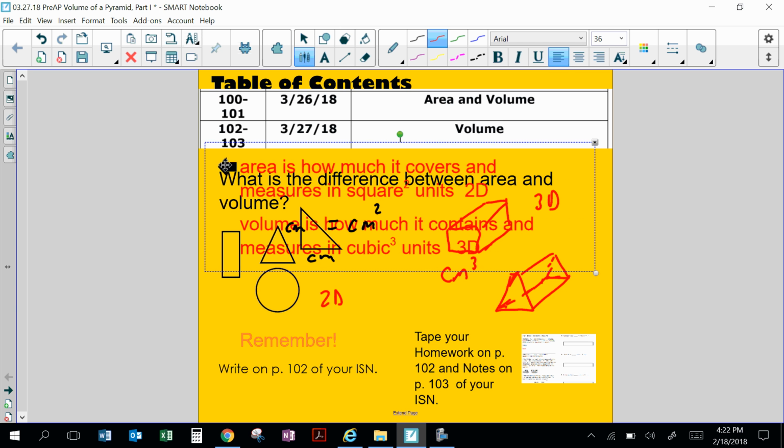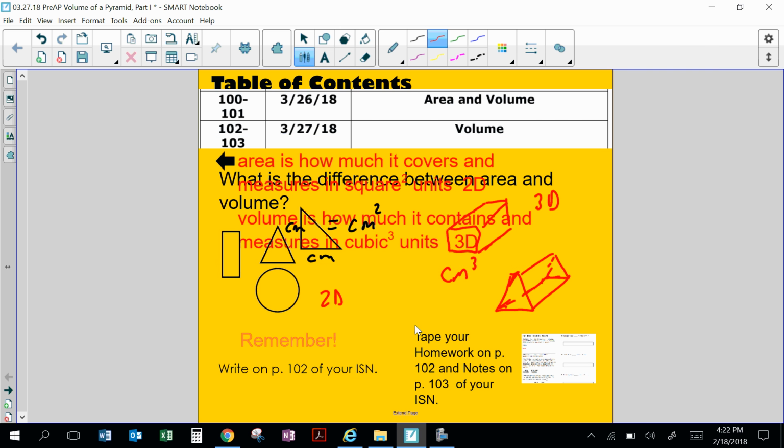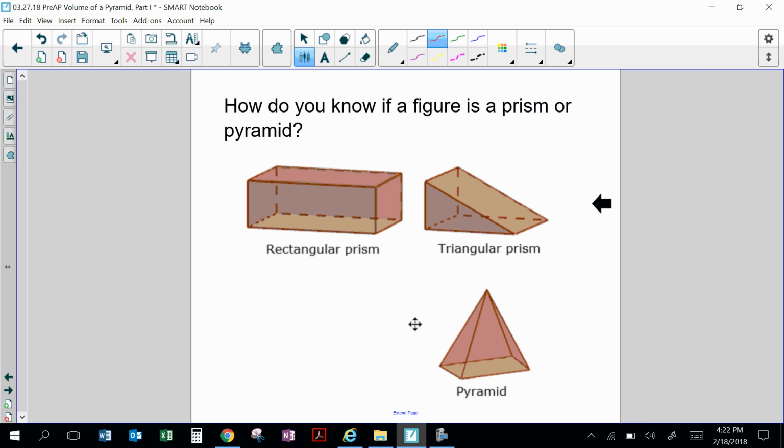Here is another way to say it: area is how much it covers and is measured in square units, 2D. Volume is how much it contains and is measured in cubic units. So in the beginning of class, each student or each group will be given prisms and pyramids. You'll have time to look closely at them and tell me what's the difference between the two, because we are going to be learning how to find the volume of each one. We've already had previous lessons on how to find the volume of a prism, so today's lesson is more about the pyramid.